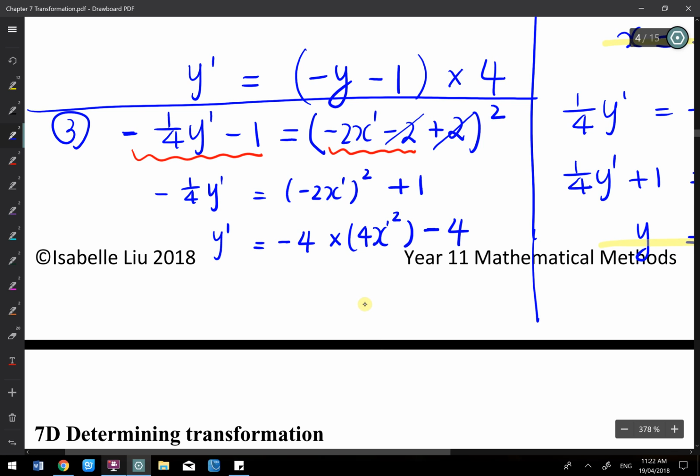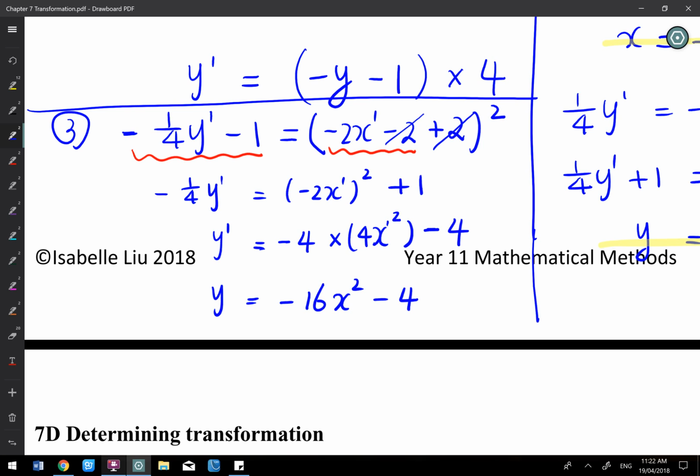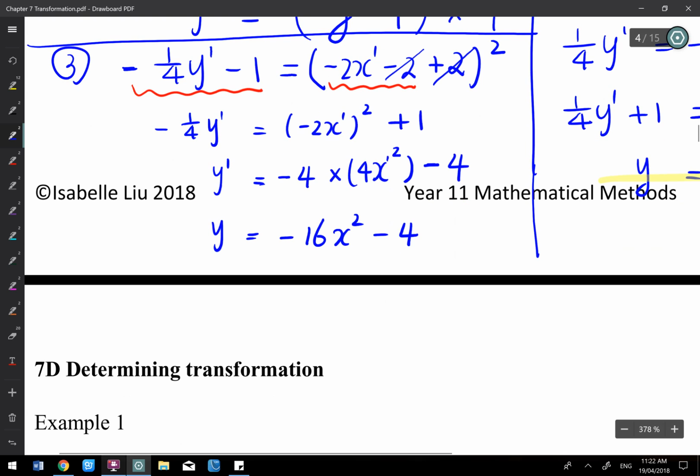Right, this minus gets squared, becomes positive 4x squared, and you times minus 4 on both sides, you have minus 4 here. Then y equals to minus 16x squared minus 4. Okay, y equals to minus 16x squared minus 4. Right, that's what we end up with. You can get rid of the dash.